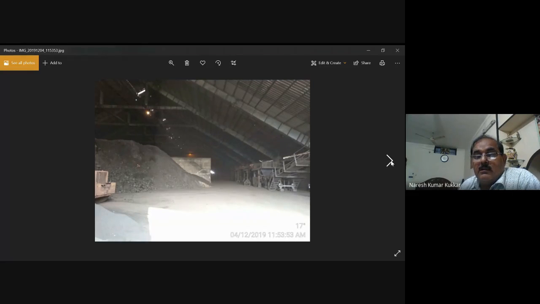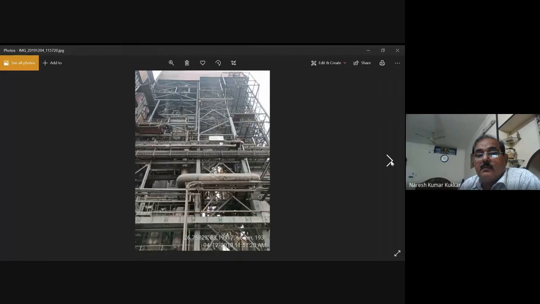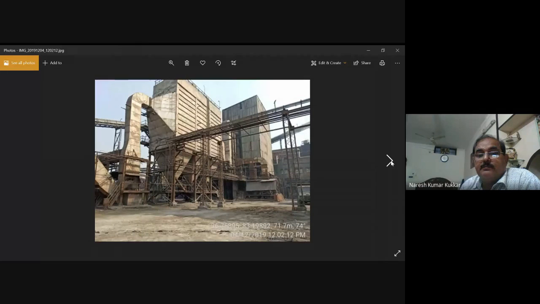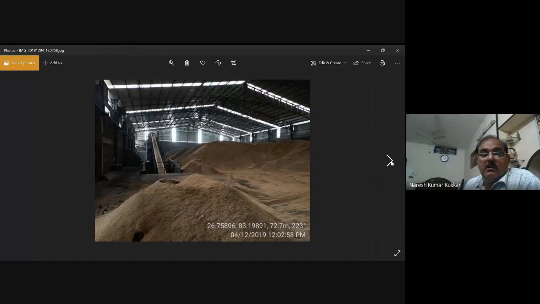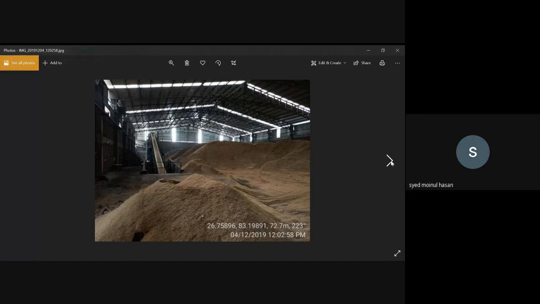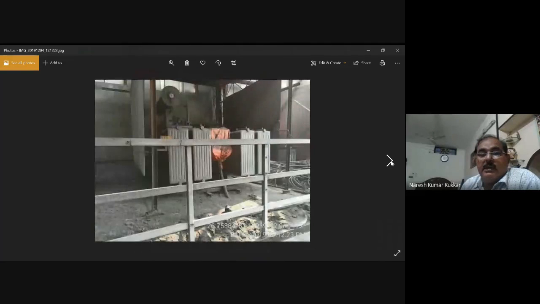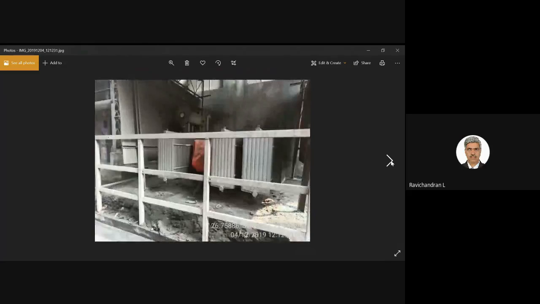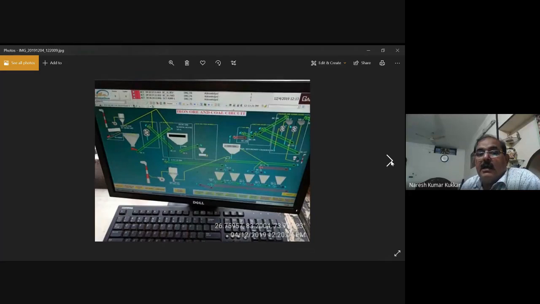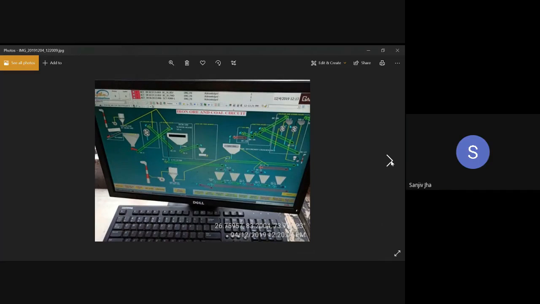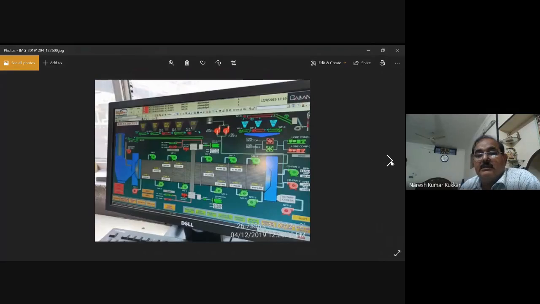It's a coal storage area. ESP. Yes, ESP. Now, iron ore. It's iron ore. Boiler. And this one, transformer. This is iron ore. Okay, iron ore. Iron ore handling unit. Yes, circuit is there.